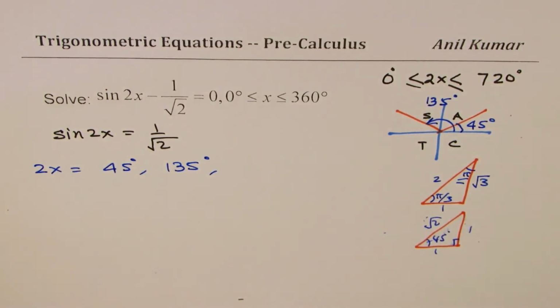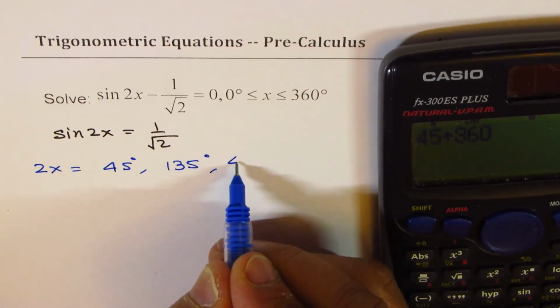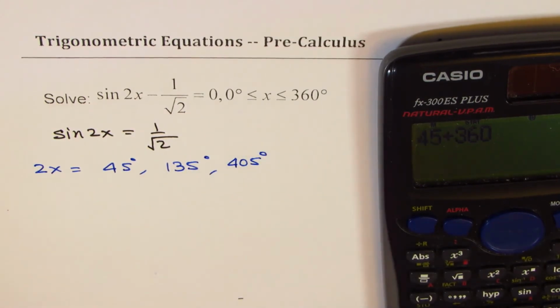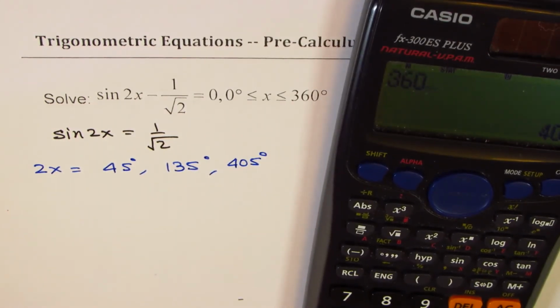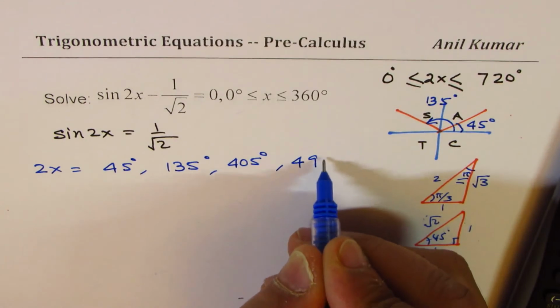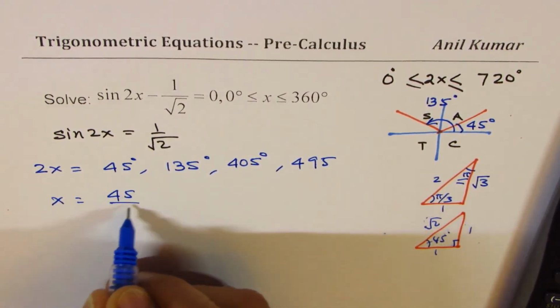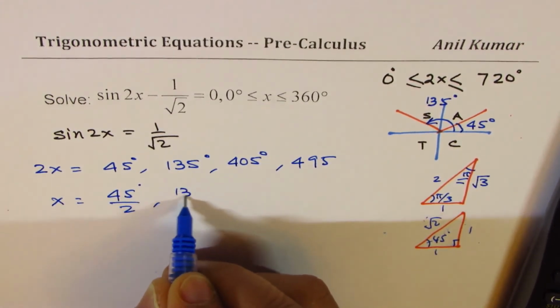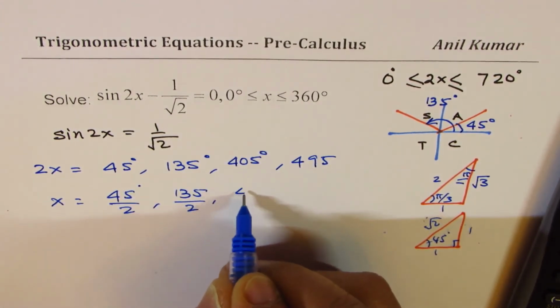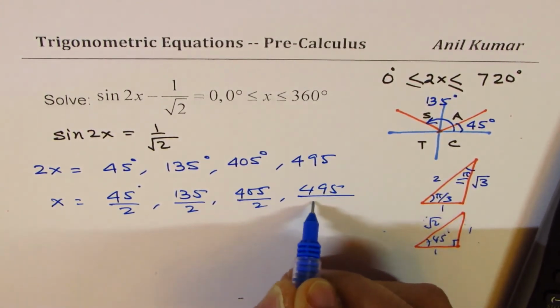So let's add 360. 45 plus 360, one more circle, is 405 degrees. And 360 will also be added to 135. That gives you 495 degrees. So the value of x should be half of these. So you get 45 over 2, 135 over 2, 405 over 2, and 495 over 2.